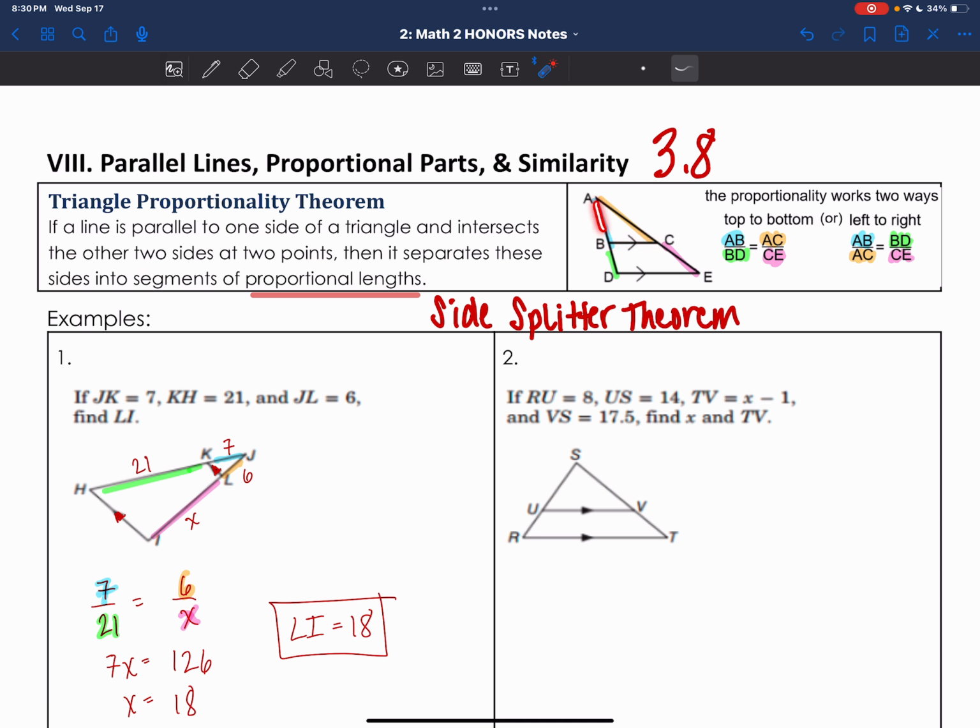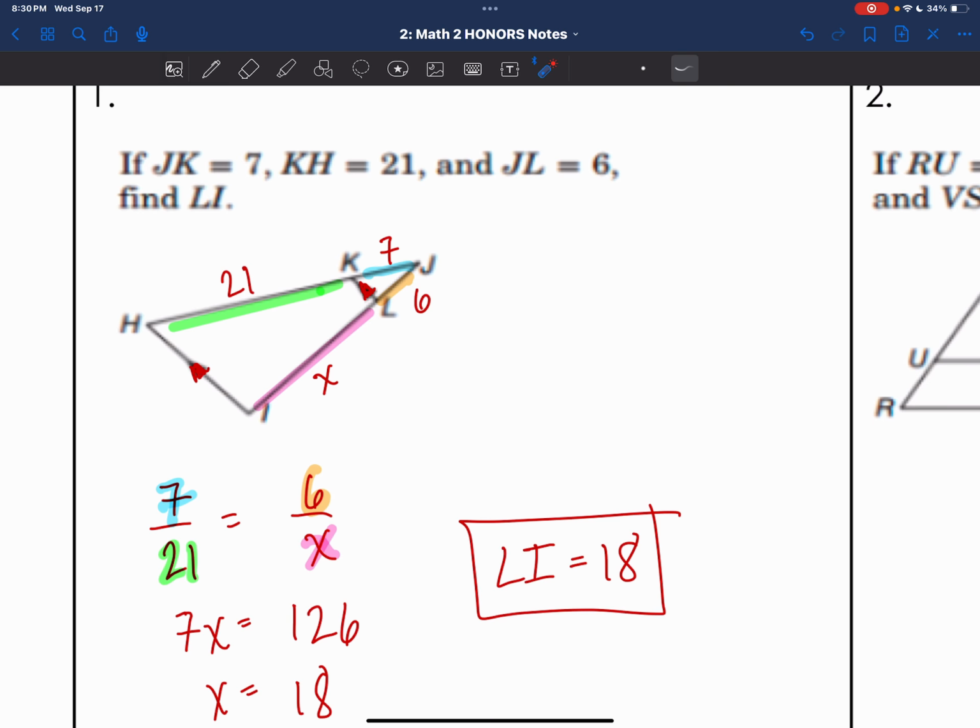So this is going to be proportional to that. This is going to be proportional to that. And you can set it up different ways, but that's the proportional way to do it. All right, so it's pretty easy. We're just looking for parallel lines. And once we've got that, I know this and this are parallel, and this and this are going to be parallel. So let's go ahead and get started with the first example.